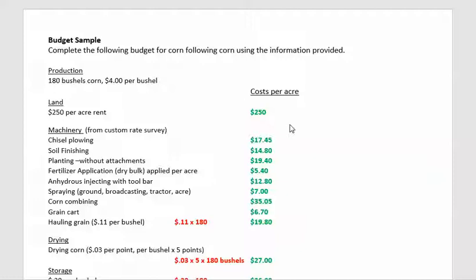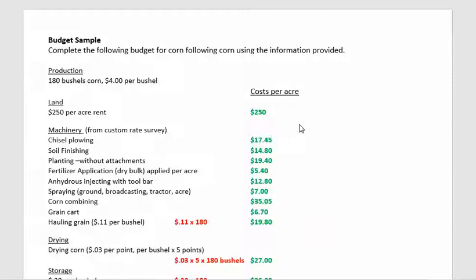Okay, unlike previous budgets, I actually have you do some more work today, similar to what you would do if you were managing your own farming operation. In previous examples, I have had your expenses pretty much lined out for you, and then all you have to do is add them up. So here you're going to do some more work. Let's go through this together.